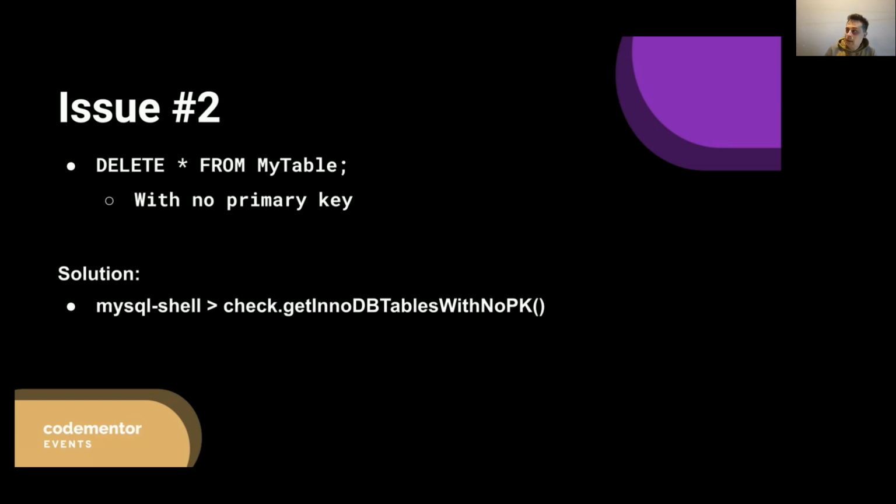There is no solution for this when it happens, but you can prevent it by regularly checking your database schema for tables with no primary key. You can use MySQL shell to detect it, or you can go to the sources of MySQL shell plugins and find an SQL script that detects tables with no primary key.